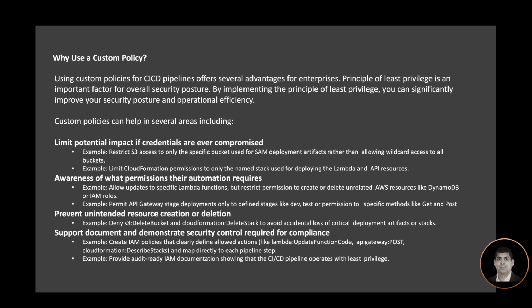Awareness of what permission their automation requires. So that's another benefit, because if you are thinking from a principle of least privilege, then you need to know that, hey, I'm using this DynamoDB, or I'm using a Lambda function, or I'm using an API GET method or a POST method, and then you can tailor the permission specific to those. And also, talking about API Gateway, you have different stages. You have dev, test, prod, so you can tailor it to a specific stage, specific method.